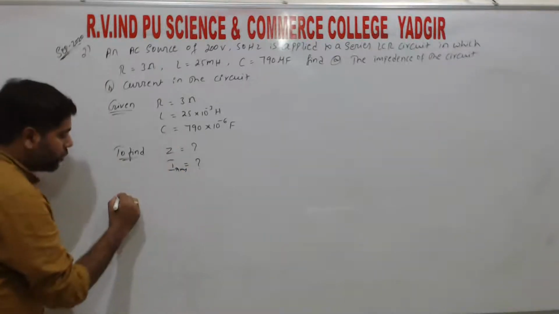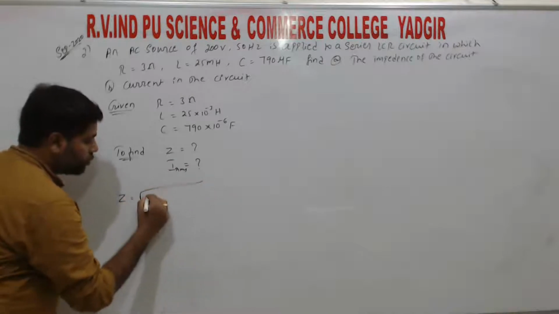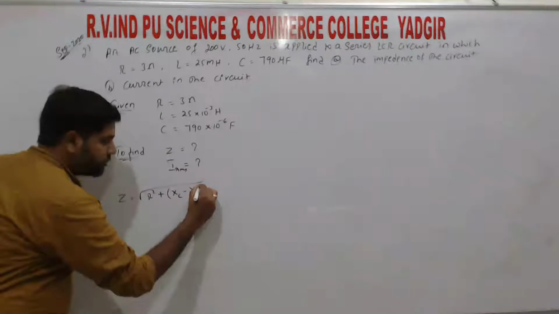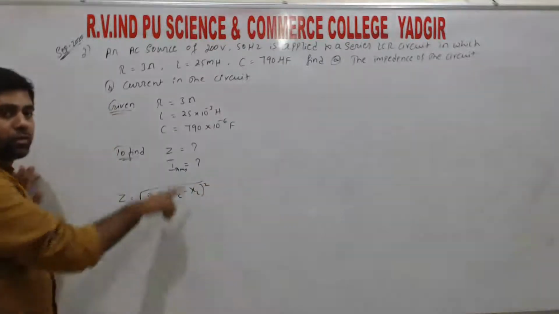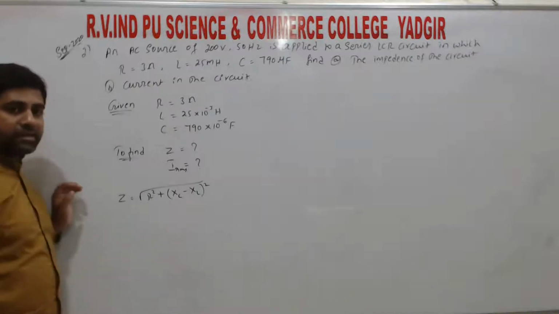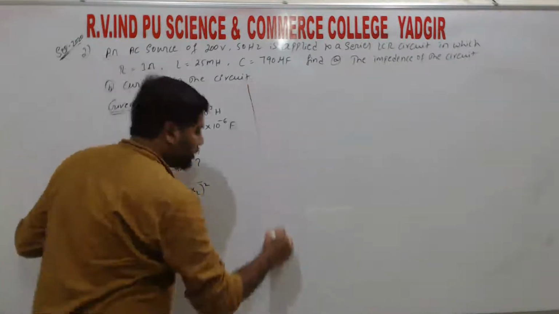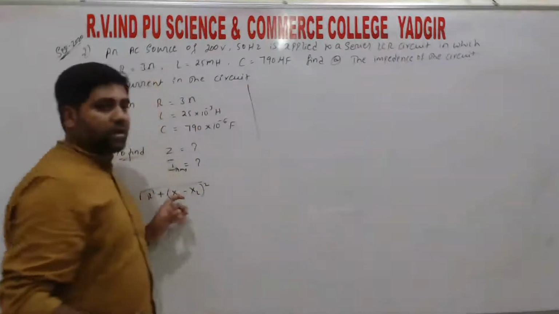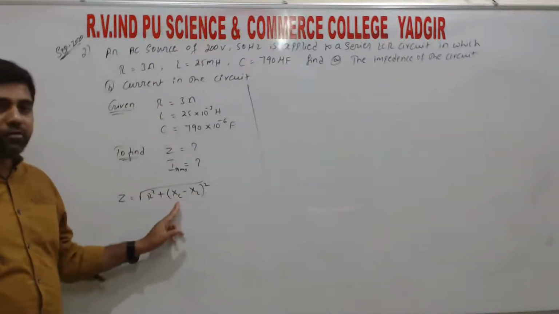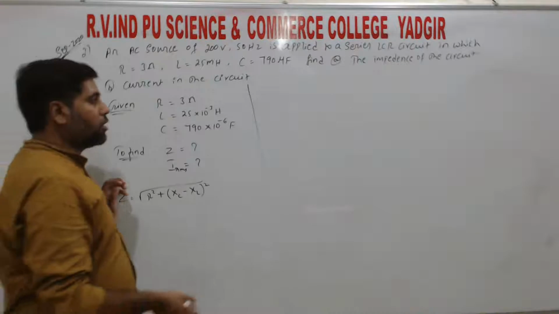So we know the formula Z is equal to under square root of R square plus XC minus XL whole square. So here we have L and C, but we don't know the values of XC and XL, right? So first we need to find the values of XC and XL. So that should also be included in the steps. If we directly take the XC, XL values and simplify, it will be wrong, right?